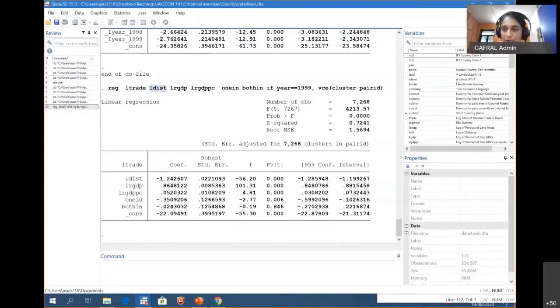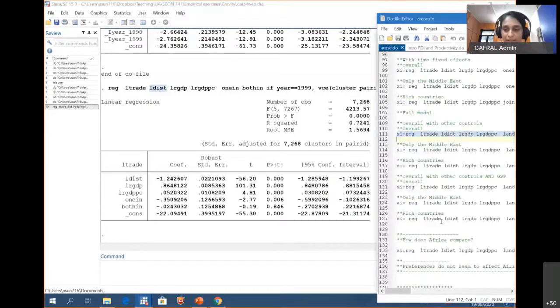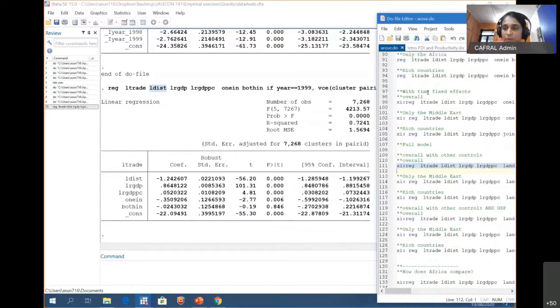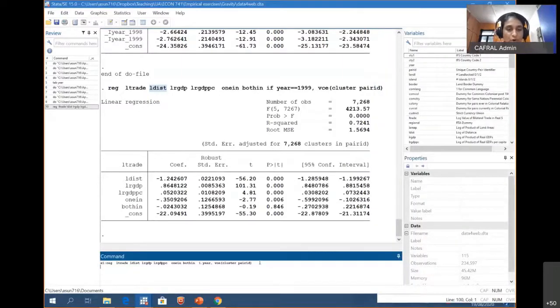Remember, I have a whole list of them here, so I'm going to put all of those in. That will already improve my estimate. And of course, right now I'm not doing the multilateral resistance, so you can do that later, but let's see how this improves the full model. Okay, so let me first try including time fixed effects. I'm going one at a time. So here I'm running the same model, but I am now going to use all the data and I'm going to use year fixed effects.